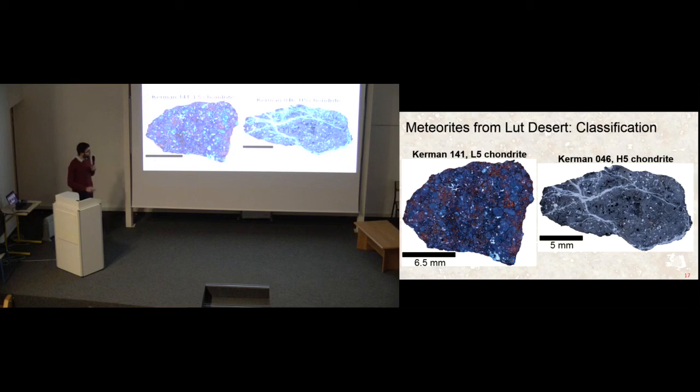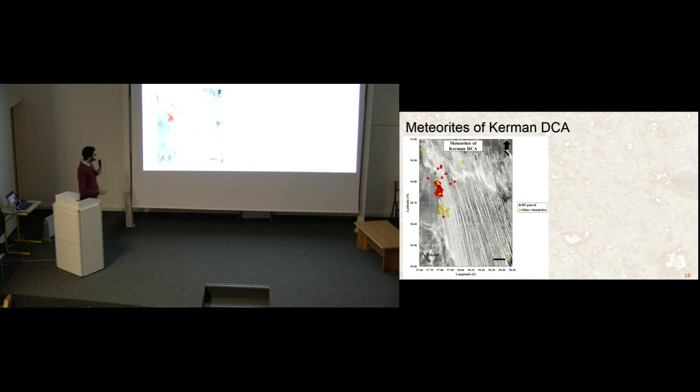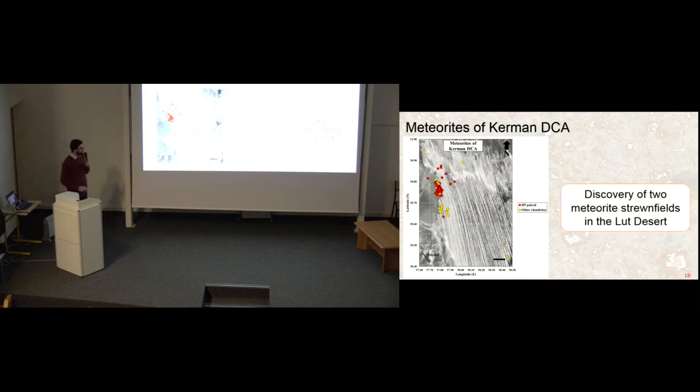What it tells us is that there are hundreds of samples from Lut Desert which are H5. They are very similar to each other in different areas, and when we plot the coordinates of these meteorites, we see that indeed the H5 samples are paired. It means that they are related to one meteorite fall event. And also, we have another cluster of meteorites in this area. So at the end, by working on these meteorites, we discovered two main strewn fields in the Lut Desert, two main meteorite fall events that have happened.